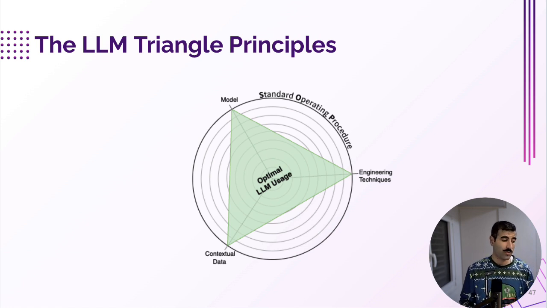So this is the LLM triangle. It is composed of three key principles: the model, the engineering techniques, and the contextual data, all guided by the SOP. Again, data is the king. Without data, we don't have a kingdom. Look at your data, try to think how you specialize it using the engineering techniques and the SOP, to feed it to the model and to yield higher quality.